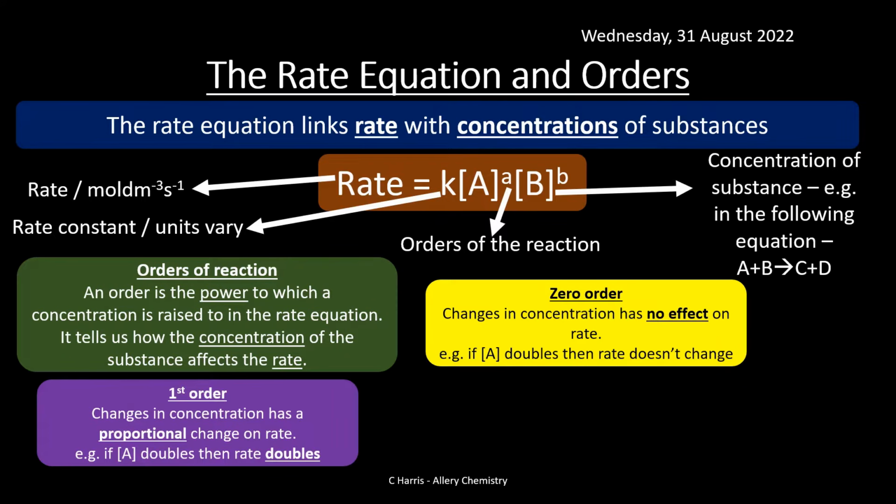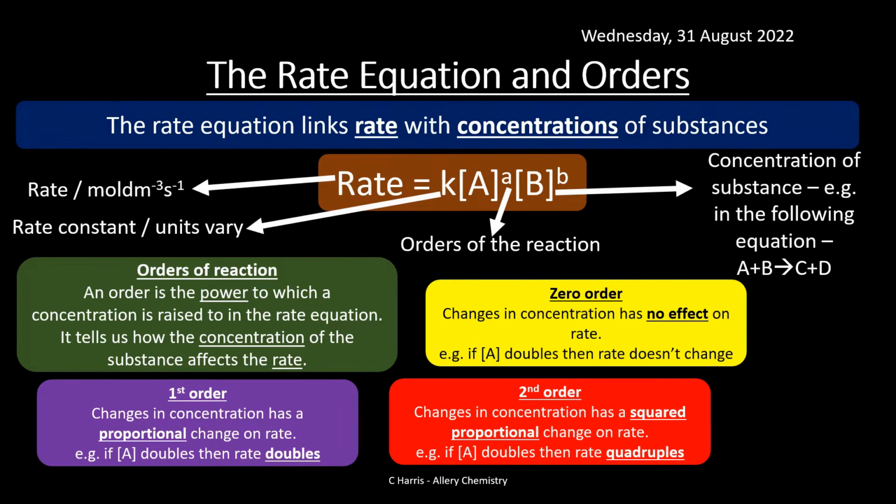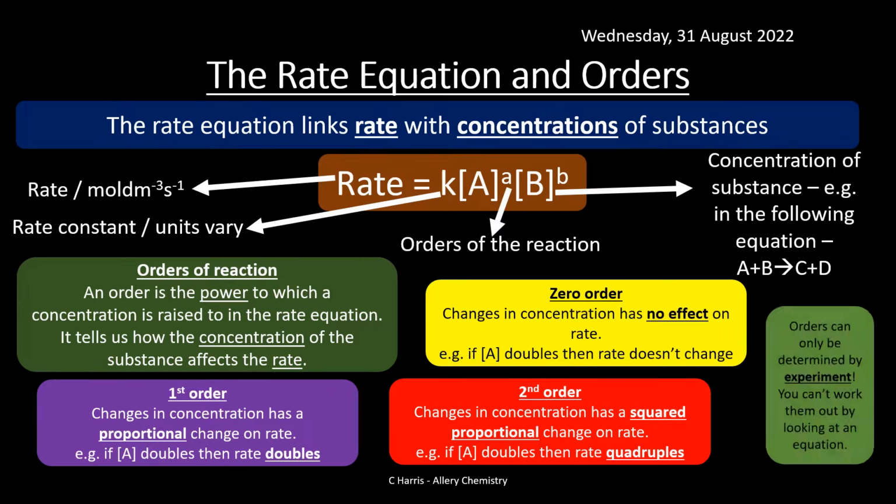First order means the change in concentration is proportional to the change in rate. So for example, if the concentration of A doubles, then the rate doubles. Second order means a change in concentration has a squared proportional effect on rate. So for example, if I double A, then the rate will quadruple. So we're looking at how this affects the rate.